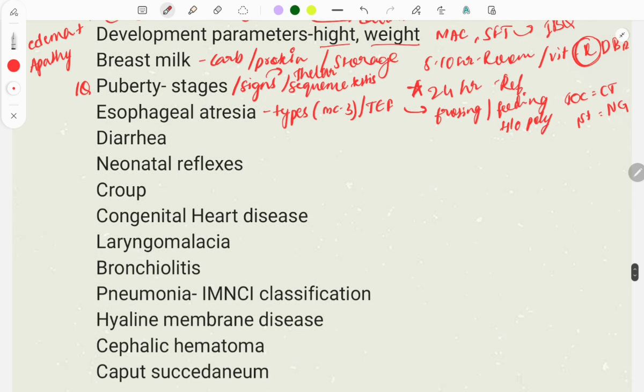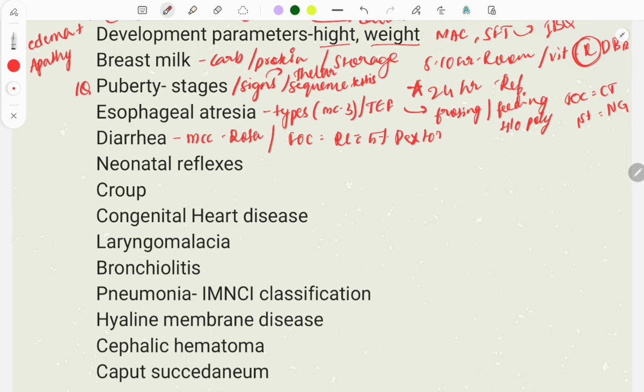Then questions are also asked on diarrhea. The most common cause of diarrhea in pediatrics is rotavirus, and how do we treat it? We will usually be using fluids, and the fluid of choice is Ringer lactate with 5% dextrose.